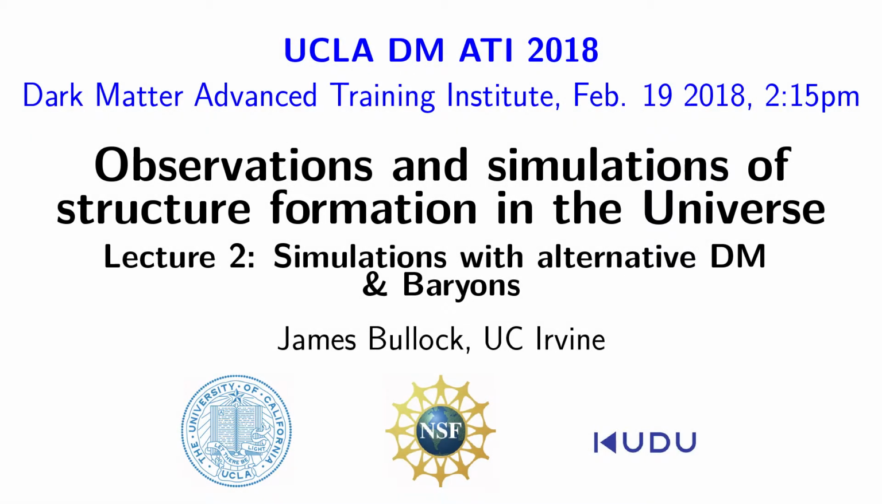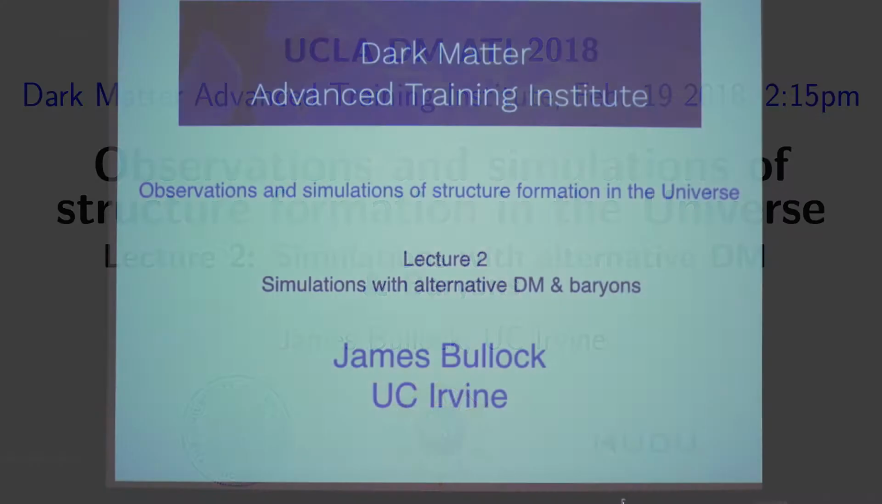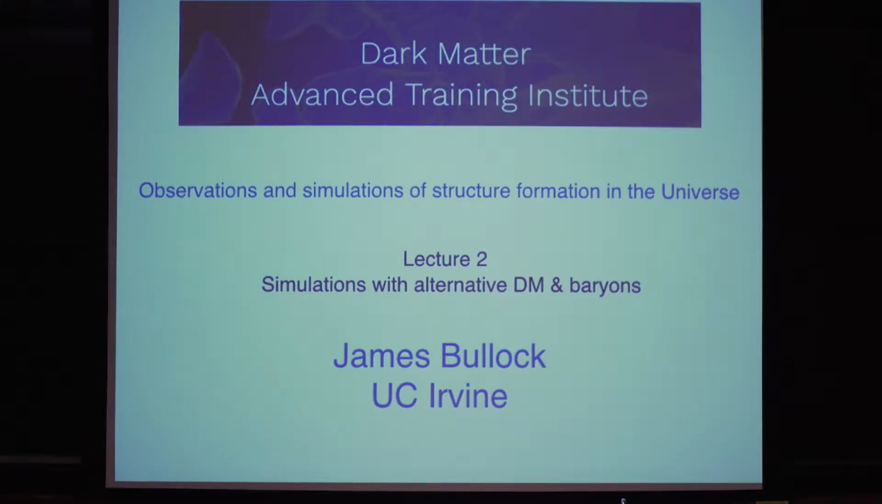So this is lecture 2, and what I'm going to do here is, in the previous lecture I talked about trying to simulate the universe including only the dark matter, and not all of the more complicated physics of trying to figure out what the baryons are going to do. And now I'm going to talk about adding in the baryons, and then also exploring some potential alternative dark matter scenarios and seeing what that would do in terms of observables on small scales.